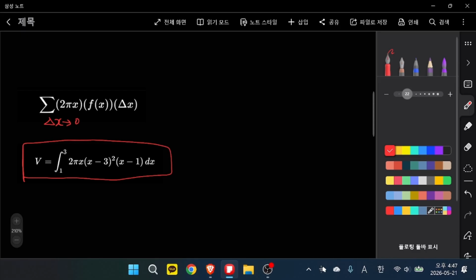We started with one tiny strip, turned it into a shell, built infinitely many shells, took a limit, and discovered where the formula actually comes from. That's calculus.